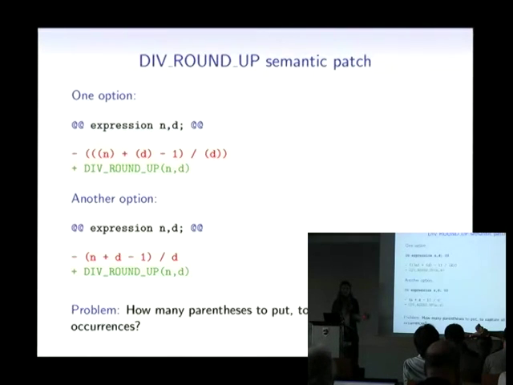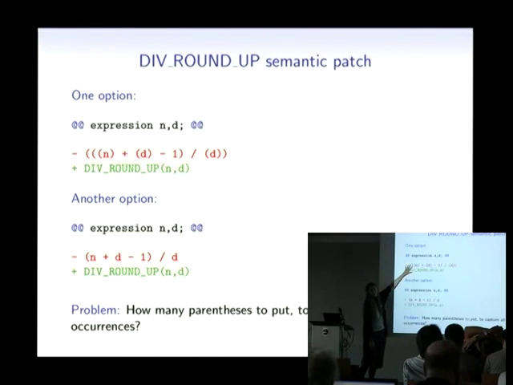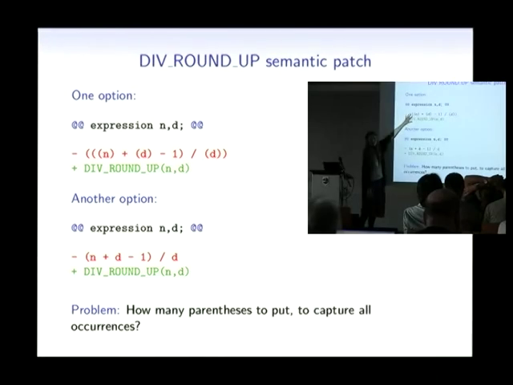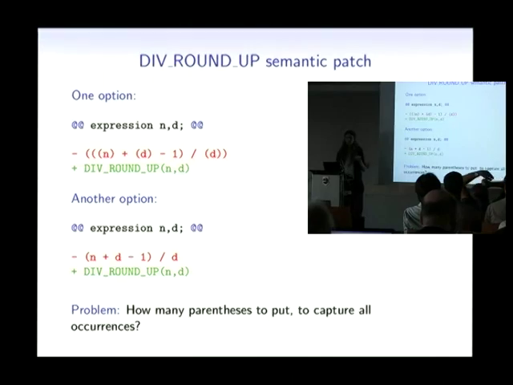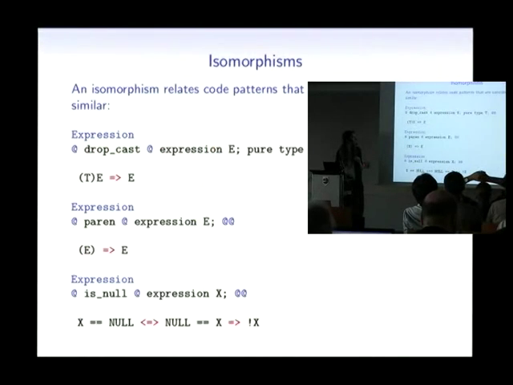How many parentheses should we put in our semantic patch? One solution: we could make this something fully parenthesized for the very defensive people, and something completely unparenthesized for the less defensive people. So we could give two options. That's probably the limit of what humans have the patience to do. But there's lots of permutations available. There's a bunch of parentheses there. They could all be present or not present.